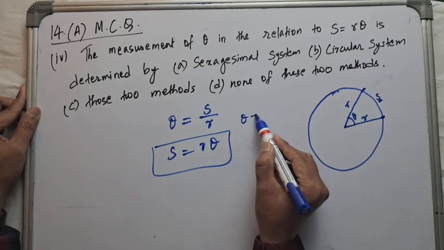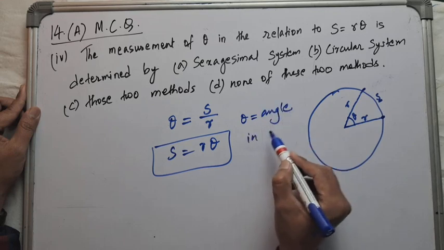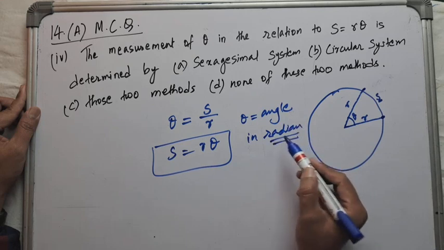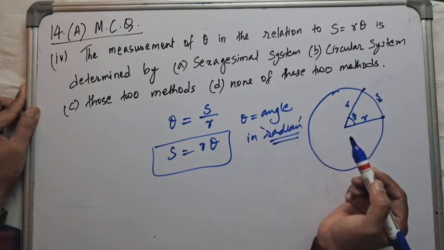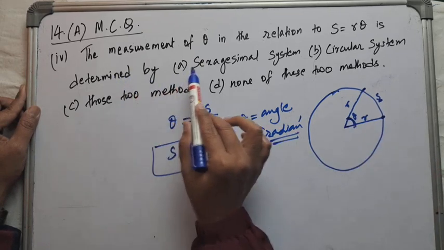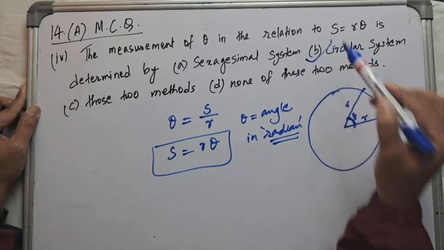Theta here is the angle, okay, angle in radian. Radian means, we must remember, the theta is angle in radian. Radian means the circular value, okay. So among these 4 options, number B, circular system, okay. This is the correct one.